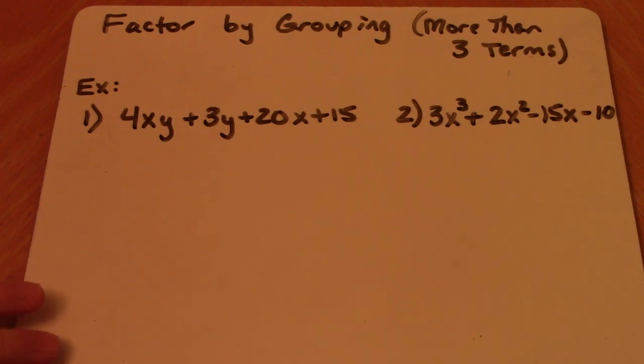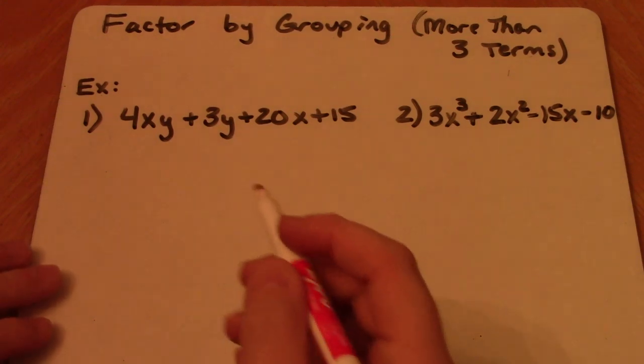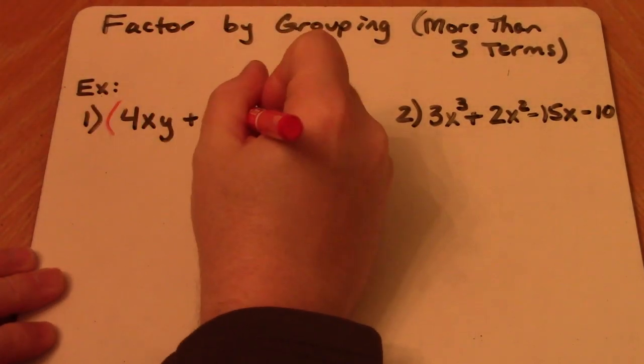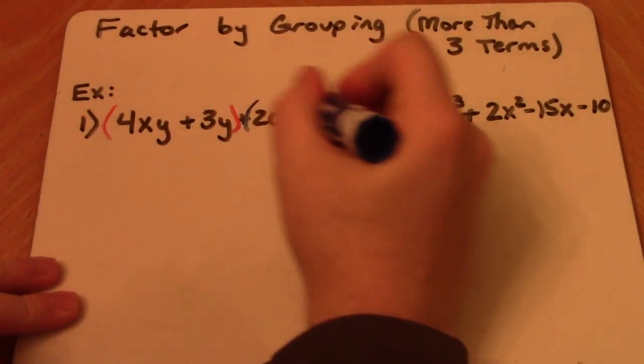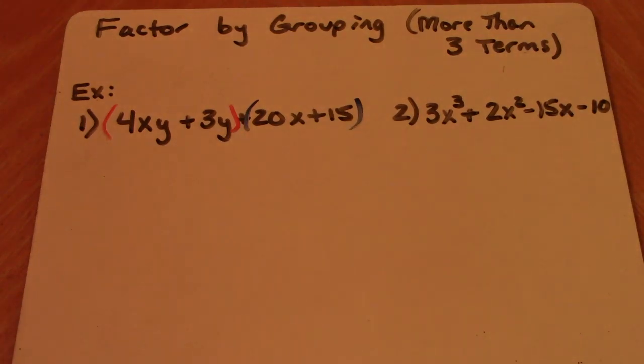We'll go through these together. Again, we sort of looked at this in the last video because this is also what trinomials, when a is not equal to 1, turn into. So what we're doing here is we're grouping the first 2 terms and the second 2 terms of the polynomial, and then we're going to factor out the greatest common factors.